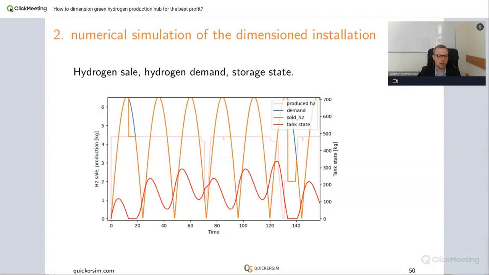This is the orange line, so you can see when the tank is empty, I cannot sell what is the demand, so I have lower sale of hydrogen than the demand, and the pink line is the production by the electrolyzer at the moment. So based on this simple analysis, we can have a pretty deep insight into what happens with our installation and where we can sell or where we cannot sell the hydrogen.